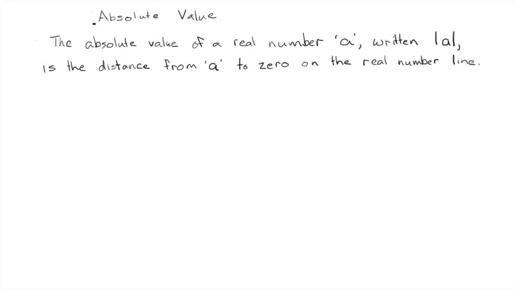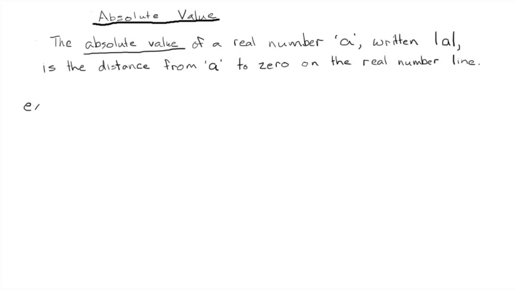In this video, we're going to discuss the concept of the absolute value. So our definition of the absolute value of a real number, a, the way we'll write this is we put a and we put two vertical lines around it. So that's read: absolute value of a is just the distance from a to 0 on the real number line.